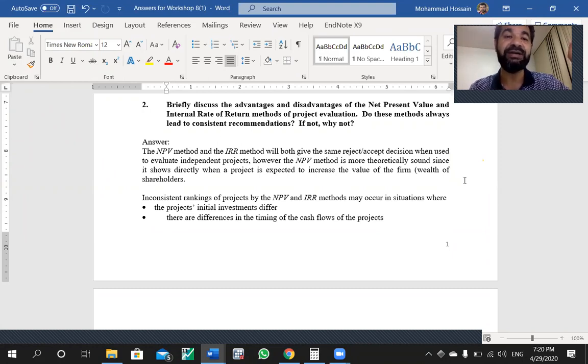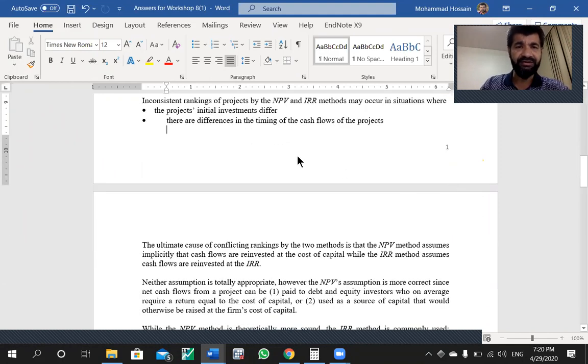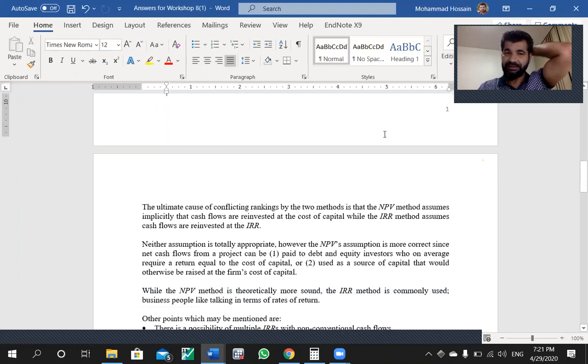Since it shows directly when a project is expected to increase the value of the firm or the shareholders. So this is one good thing they have. An inconsistent ranking of projects by NPV and IRR method may occur in situations where the initial investment differs. Initial investment is a big factor here. There are also differences in the timing of the cash flows of the project.